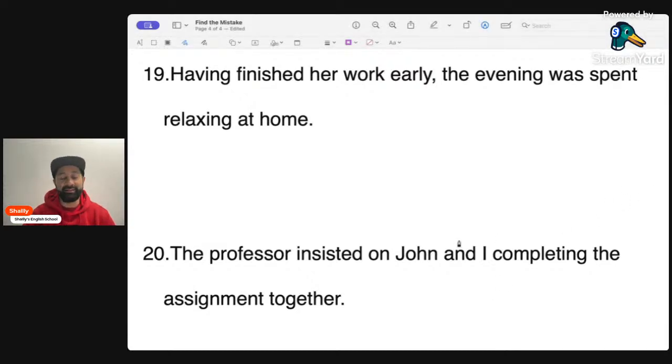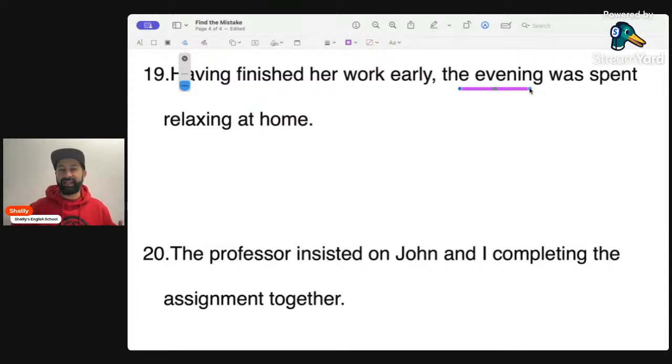All right, number 19 says, having finished her work early, the evening was spent relaxing at home. Is this correct? Is it incorrect? This one as well is incorrect. In fact, all of them are incorrect today. So having finished her work early, that's fine. The mistake happens here, in the second part of the sentence, the second clause: the evening was spent relaxing at home.